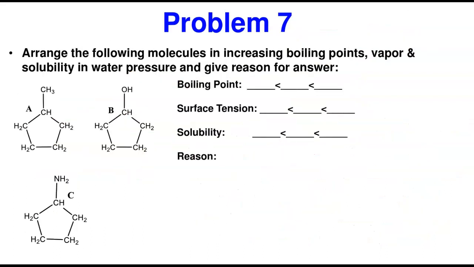All right, let's go to the next problem. It says arrange the following molecules in increasing order of boiling point, vapor pressure. Again, that's what we're saying here. It's a boiling point.